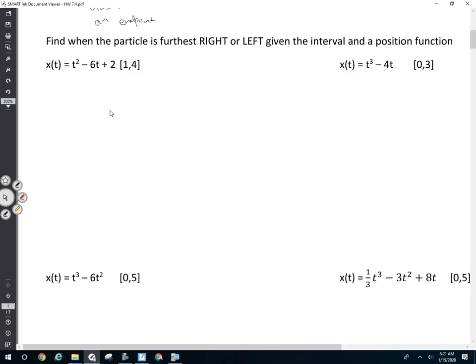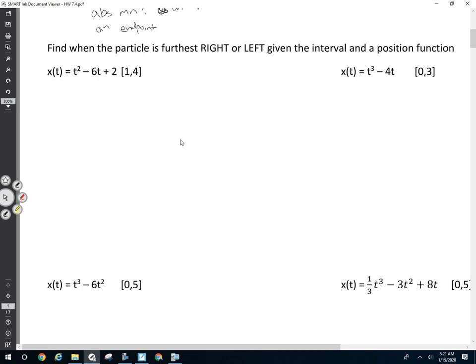All right, so I'm giving you some position functions. I'm asking you when the particle is furthest to the right or to the left. So furthest right would be a max position. Furthest left would be a min position. So I want to find the max and min of position. So you're going to take the derivative of position to see when is my position increasing, or when am I going to the right versus going to the left. And more importantly, when am I changing directions? Because that could be a possible location where we'll have a max or min.